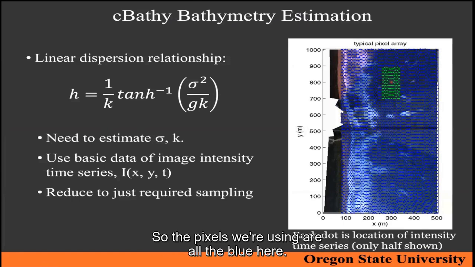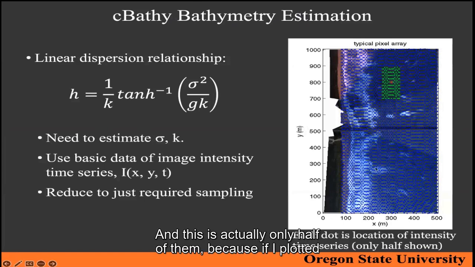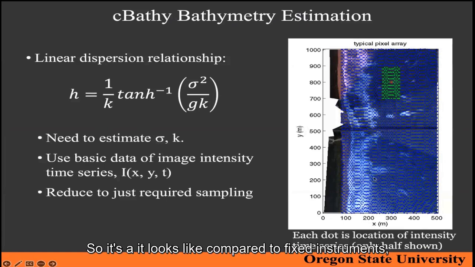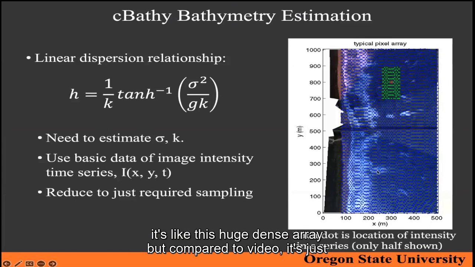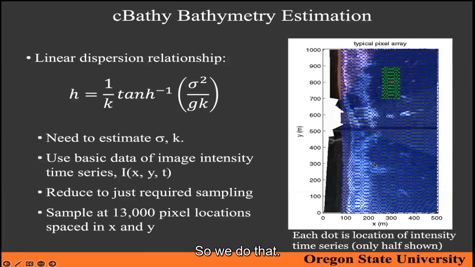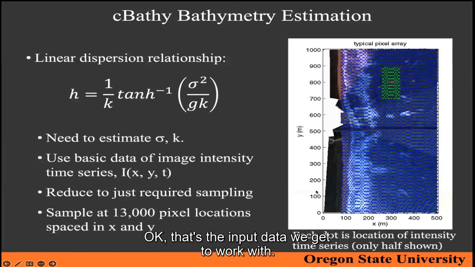So the pixels we're using are all the blue here, and this is actually only half of them, because if I plotted them all, you wouldn't see the ocean behind it. So compared to fixed instruments, it looks like this huge dense array, but compared to video, it's just a teeny fraction of what's available. But it's plenty to do what we want to do. So we do that. This is 13,000 pixel locations spaced in X and Y. Okay, that's the input data we get to work with.